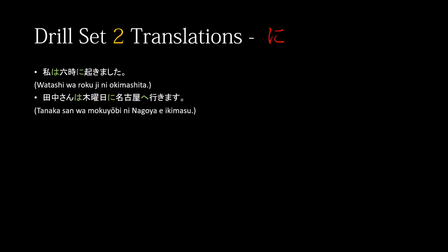Our second sentence, Tanaka-san wa mokuyobi ni Nagoya e ikimasu. Once again, wa serves the same purpose as it has in the first sentence. After that, ni, once again, is showing a specific point in time. This time it is the day of the week, Thursday. And after that, with e, we have marked the destination of our movement, that is Nagoya. So once again, wa is the topic, ni marks the time, and e marks the destination.